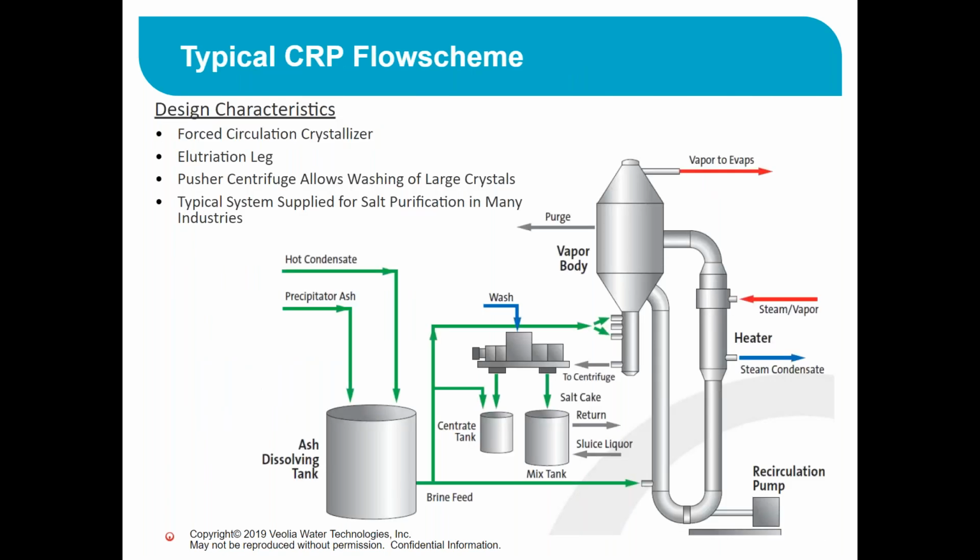Okay. And typical flow scheme, which shows that you dissolve the ash in water, you pump it into the crystallizer, a typical 4-circulation crystallizer. We do the evaporation. We have an elutriation leg that gives a first stage of washing before we go to the centrifuge, so we get very clean crystals out of it. We can keep a very high concentration factor between the feed and the purge, which is what makes it very efficient. And we use a pusher centrifuge so we can wash the large crystals. And this is very typical. It's used in many industries to purify various salts.